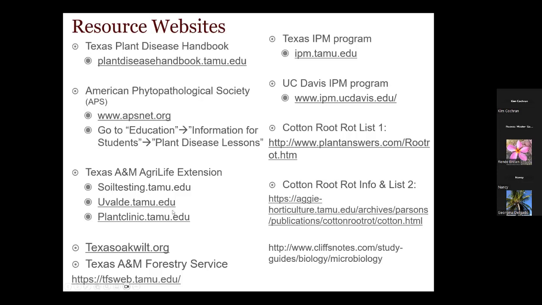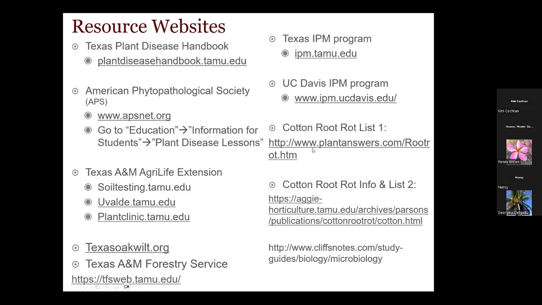If you're interested in hearing about oak wilt, there's a great website for that. And the Forestry Service has some really great tools on tree selection for your specific area. You can put in your zip code and the characteristics you want about a certain tree, and it'll spit out a bunch of options. So it's really cool. The Texas IPM program has a variety of content ranging from mouse management to insect management to some plant disease stuff. UC Davis has a really great IPM program as well with a lot of really good pictures.